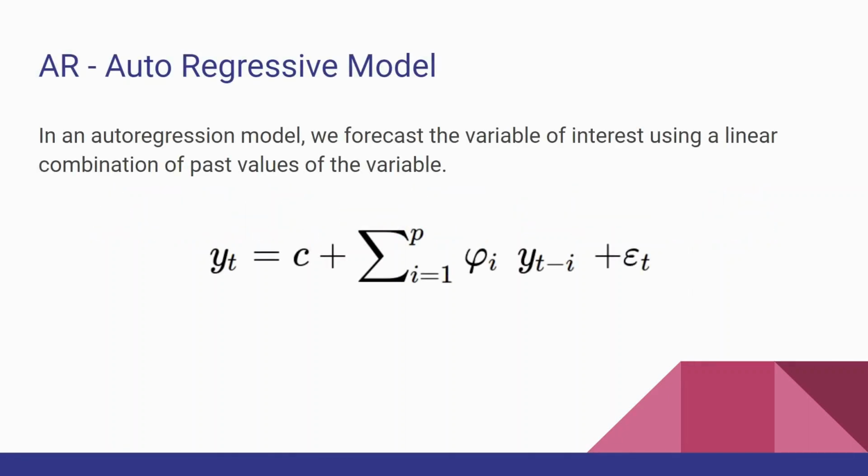AR is the autoregressive model. In an autoregressive model, we forecast the variable of interest using a linear combination of past values of the same variable. Therefore, y t is equal to c plus summation of i equal to 1 to p phi i y t minus i plus epsilon t. We looked at the AR model in a previous video.